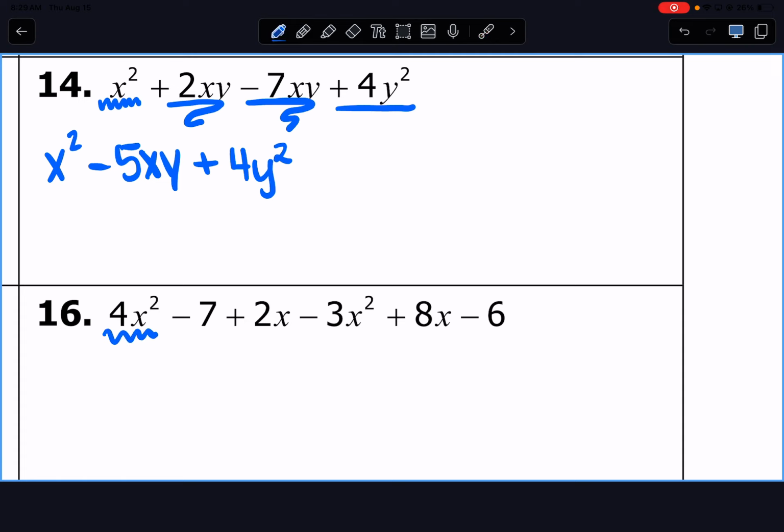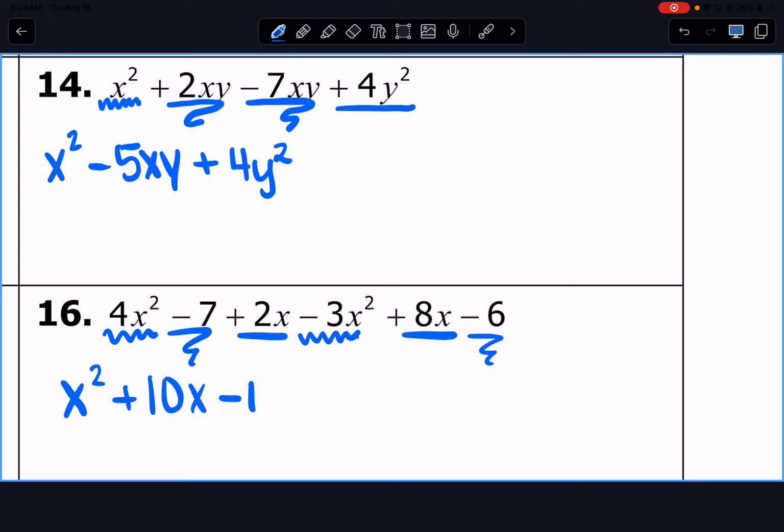Does 4x squared have any like terms? Yeah. Negative 3x. Negative 3x squared, my bad. What is 4x squared minus 3x squared? Just plain old x squared. What goes next? What term would go next? Yeah, x. So do I have any terms with x in it? And if you combine those, what do you get? Okay, do I have any terms without an x? Negative 7, does it have a friend? What is negative 7 minus 6? There we go. That is how we do that.